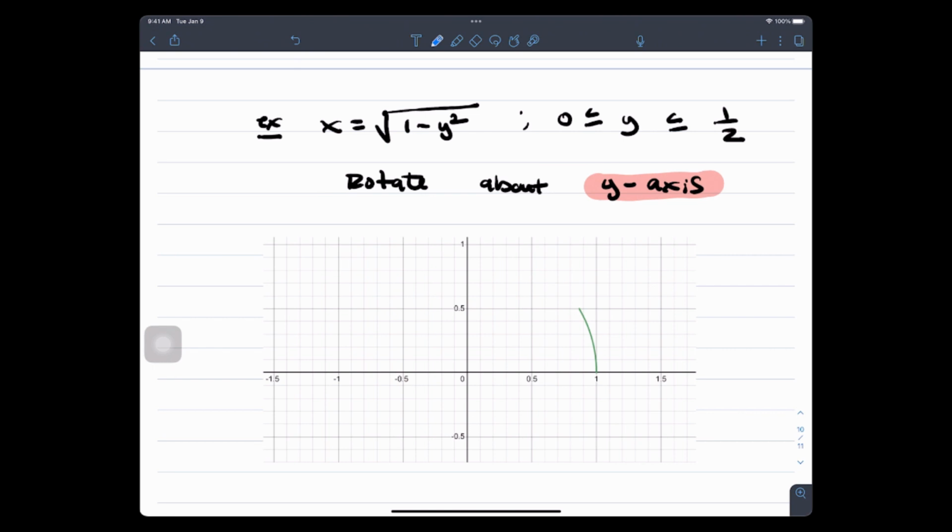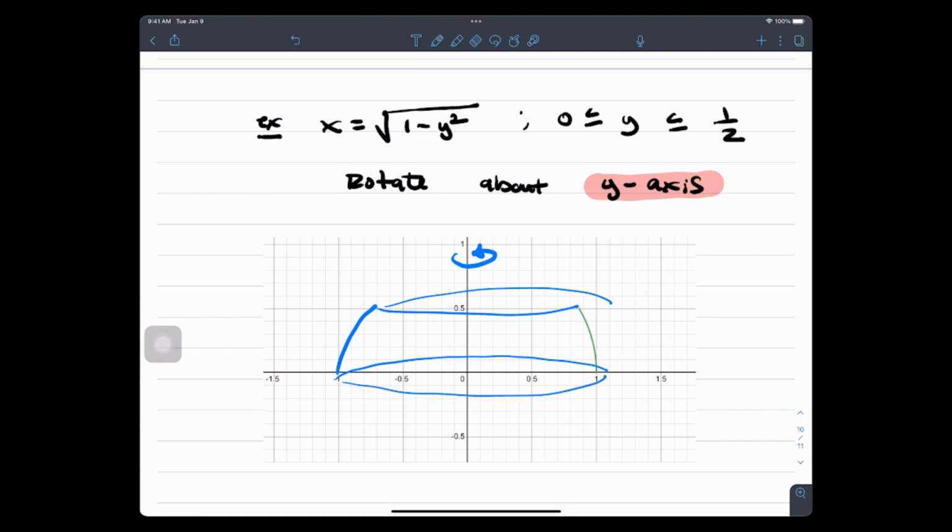All right, so when we rotate this about the y-axis, what happens now? Don't we get something that kind of looks like this? Let's see if we can figure that part out, right? This is kind of like if you guys remember working with volume in Calculus 1, okay? Working with some volume here.